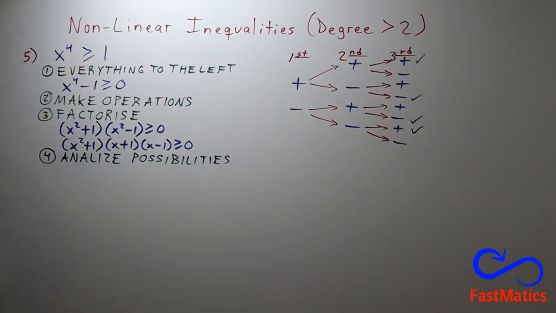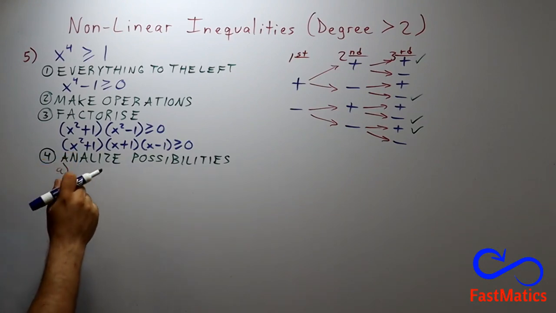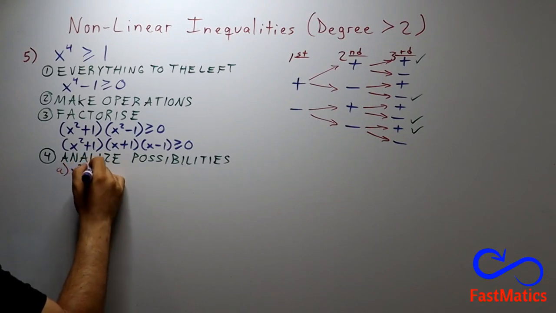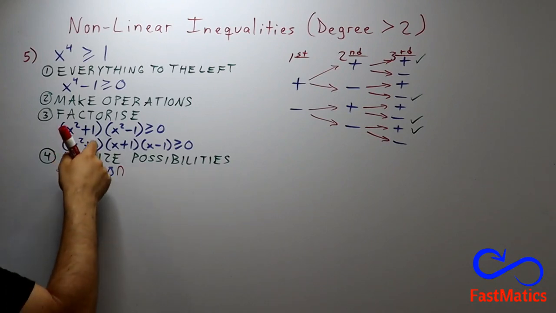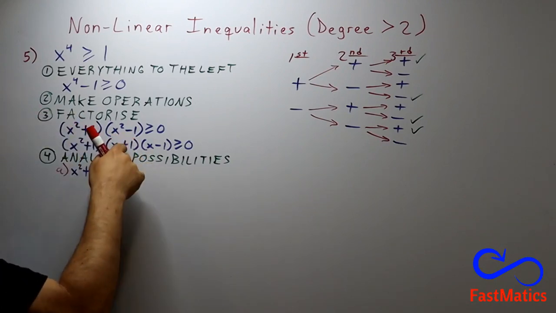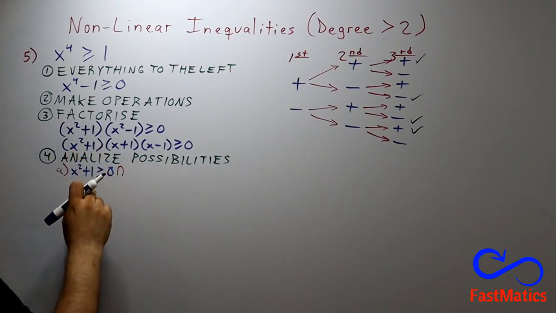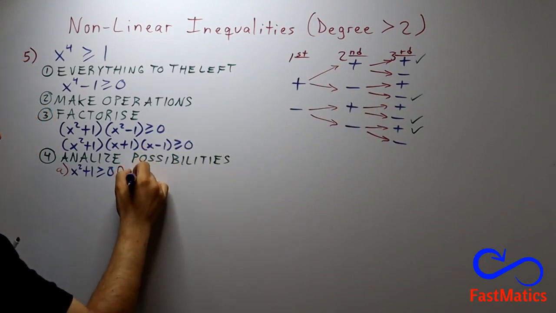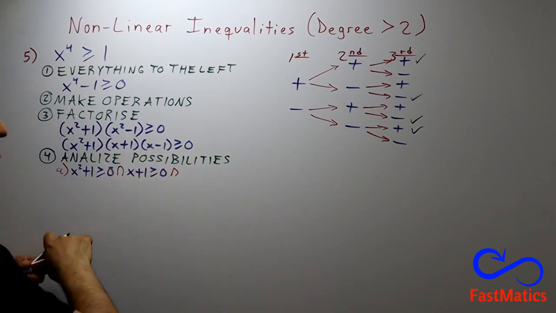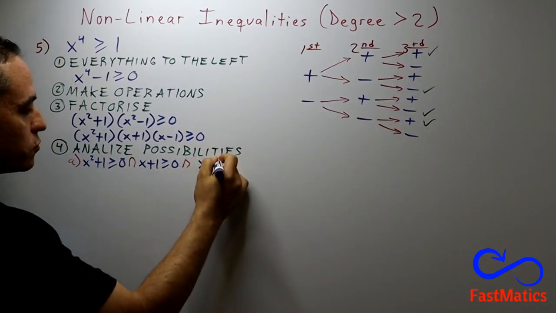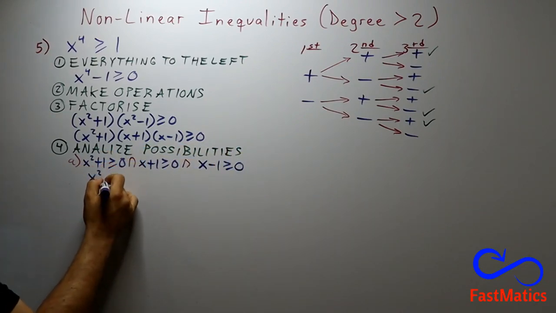Then I'm going to write those possibilities. First of all, I need the first parenthesis positive, greater than or equal to 0. In math, when you need this thing and this other thing and this other thing, you use the intersection symbol. So the first positive, the second greater than or equal to 0, positive, and the third parenthesis positive: x minus 1 greater than or equal to 0.